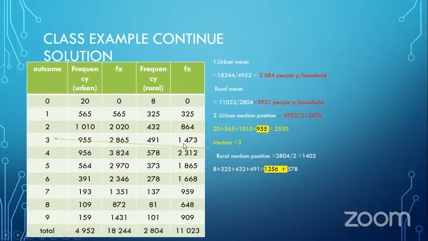I added 8, 325, 432, 491, and ended here and tried to get the total. So the total is 1,256. This is what I was talking about. It's below. You understand? So what do we need to do? We need to add more. So we get 576. We need to add 576 to the equation, which equals 1,873. You understand? Because of the last number, the median is 4, which is you are correct.